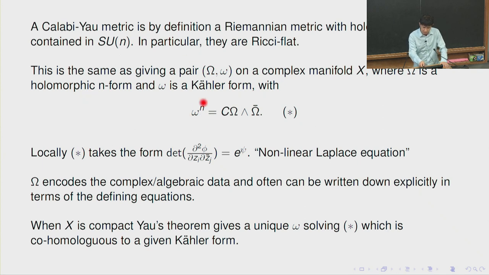So this should be viewed as an equation for little omega. Locally, little omega is determined by a real-valued function, a potential function phi. And then the equation looks like this: you take the complex Hessian of phi, take the determinant, and it is equal to some given function, e to the psi. This is pretty difficult, because the partial differential equation is fully nonlinear. But you can view it as a nonlinear version of the Laplace equation. If you replace the determinant by the trace, then this would be the Laplace equation.